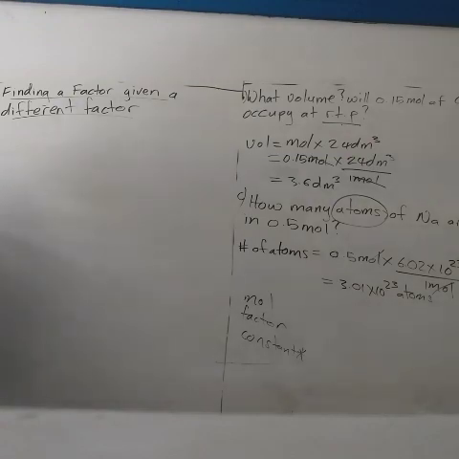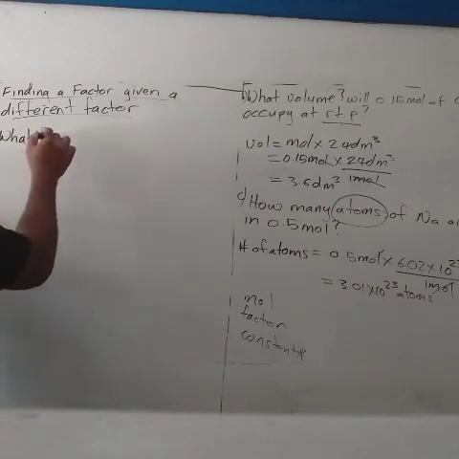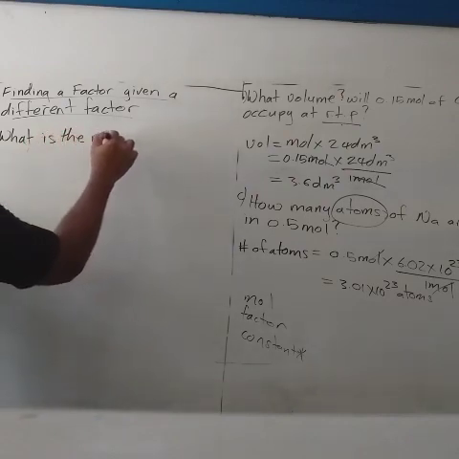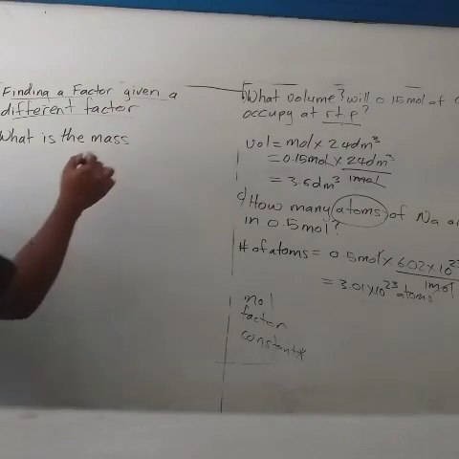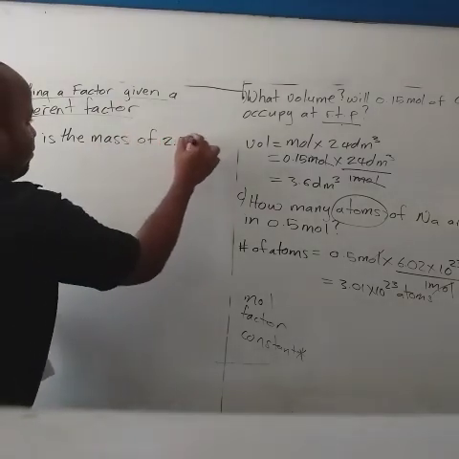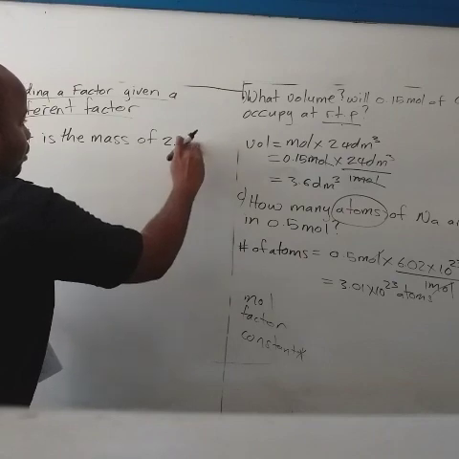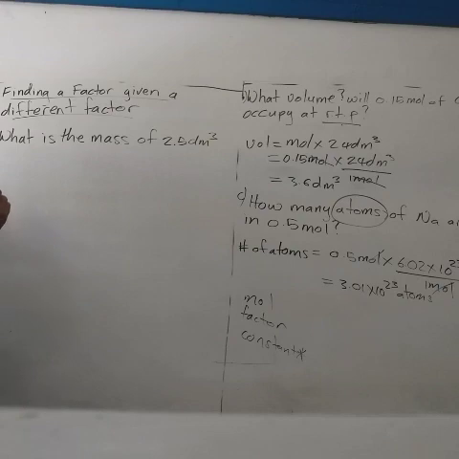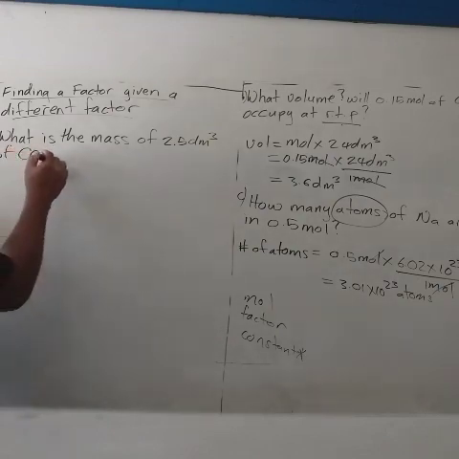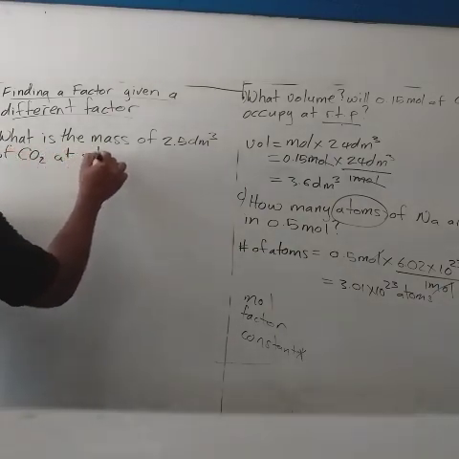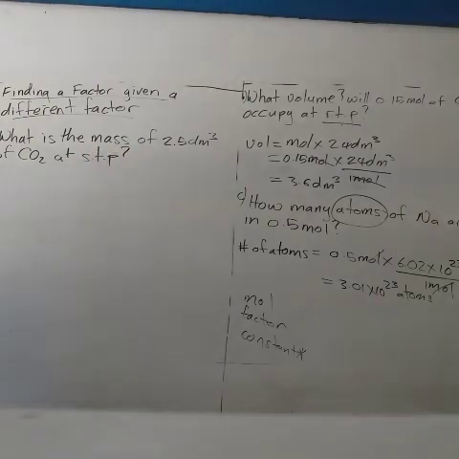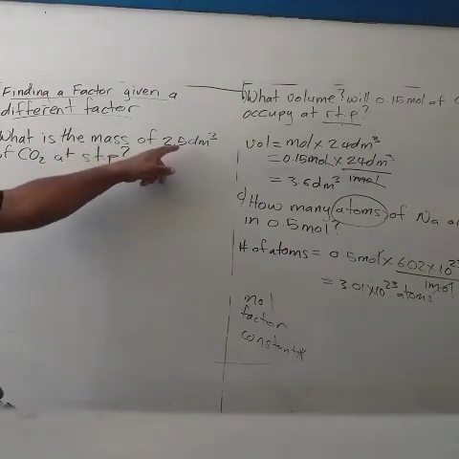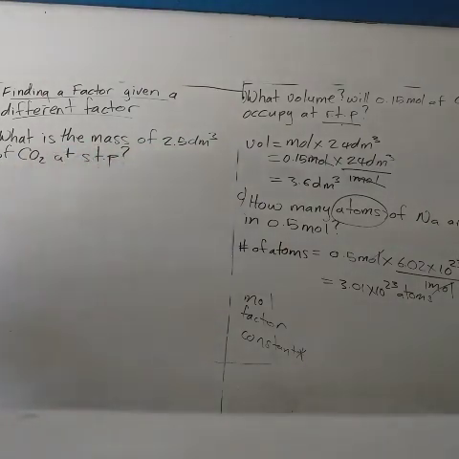So look at this question. What is the mass of 2.5 dm cube of CO2 at STP? So let's look at this question. What's the approach? It says, what is the mass of 2.5 dm cube of CO2 at STP?